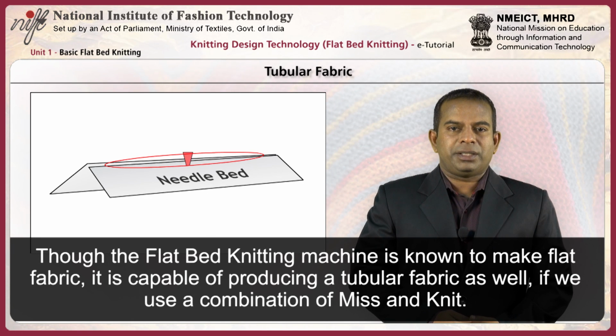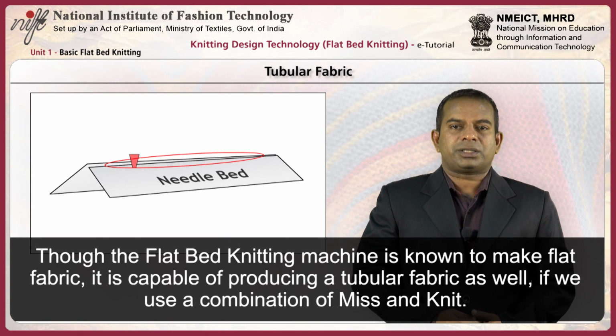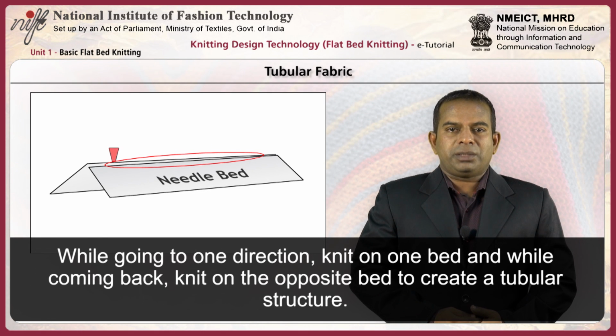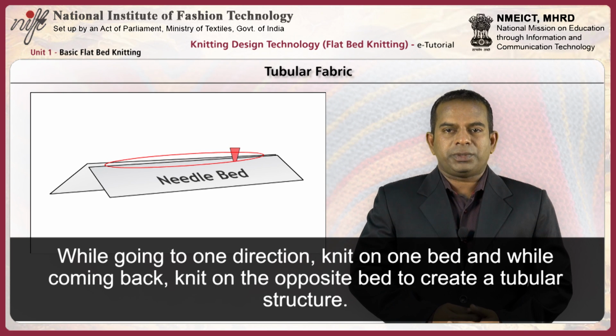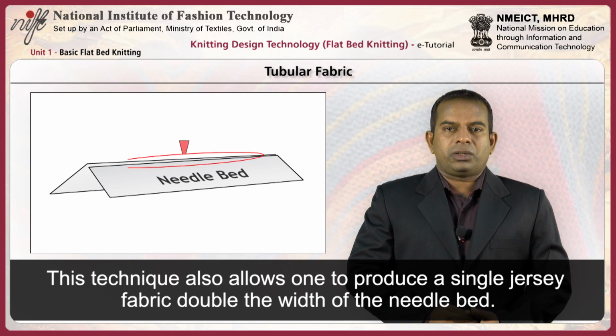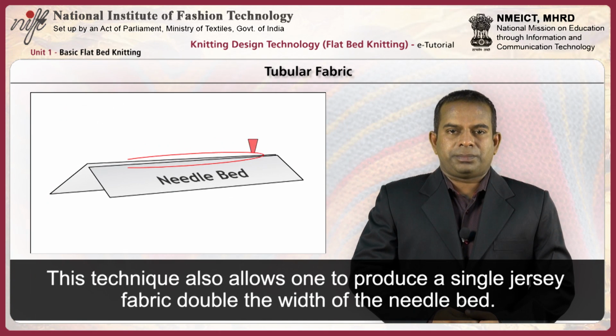Though the flatbed knitting machine is known to make flat fabrics, it is capable of producing a tubular fabric as well by using a combination of mesh and net. While knitting odd number of courses, knit on one bed, and while knitting the even number of courses, knit on the opposite bed to create a tubular structure. This technique also allows one to produce a single jersey fabric with double the width of the needle bed.